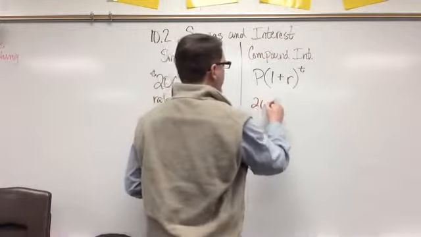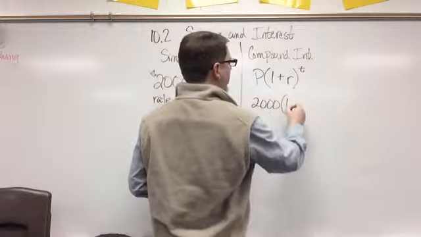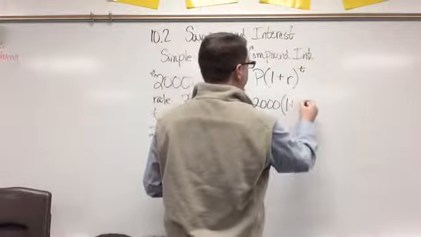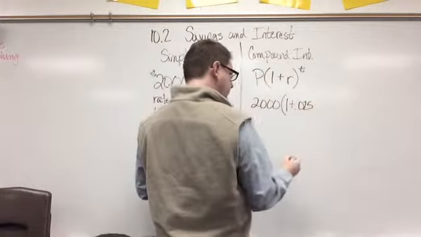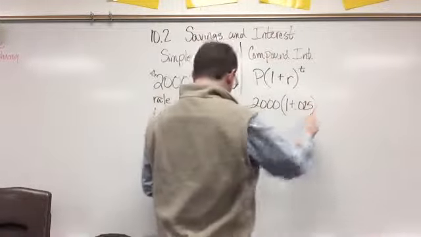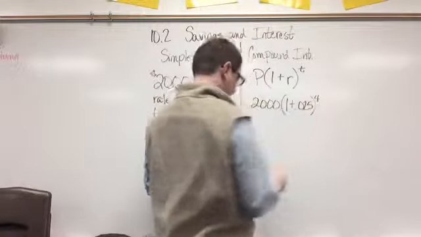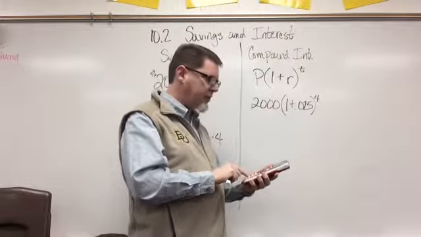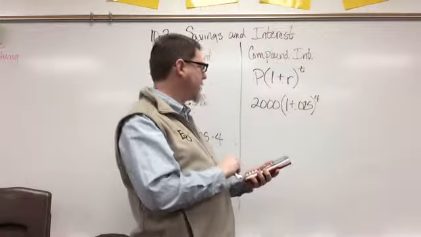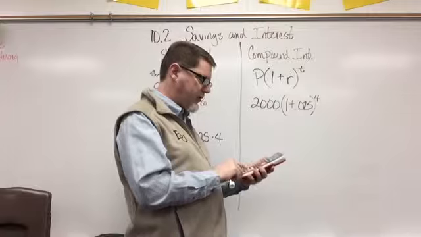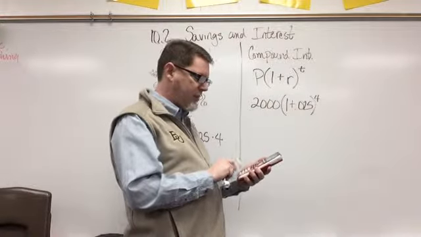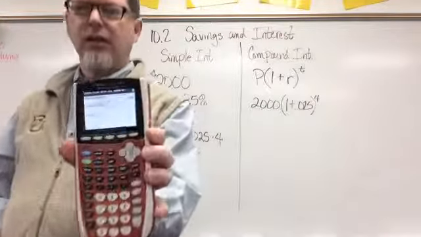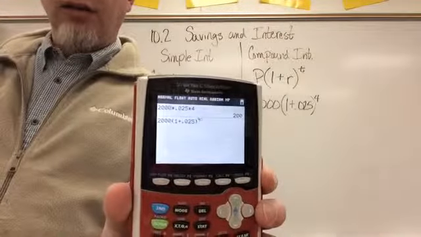So let's look at the same scenario. I have $2,000 that I put in the bank. One is always one. It's always one. We never change that. It's always going to be one. Plus 0.025, because that's my interest rate, raised to the fourth power. So let's plug that into the calculator. So I would just type in 2,000, open parentheses, 1 plus 0.025, close parentheses, raised to the power of 4. And it's going to look something like that in your calculator.